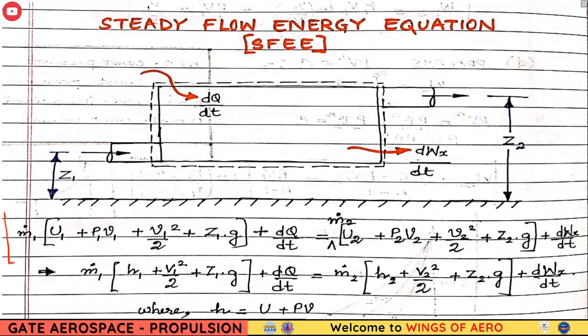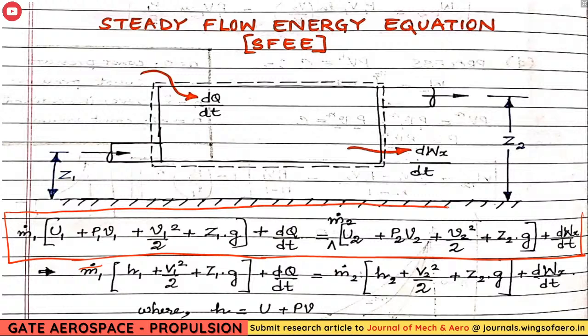You can see, I'm just blocking it. So you have to memorize this formula. This is the ultimate formula, the main formula. That is m dot 1, the mass flow rate, the amount of mass flow rate entering inside the pipe.